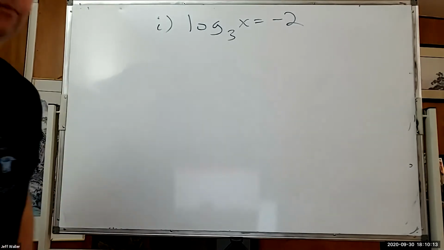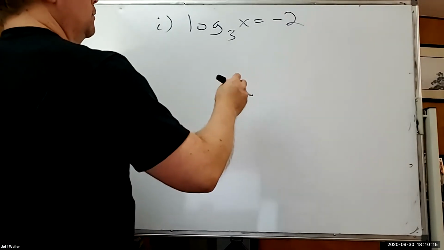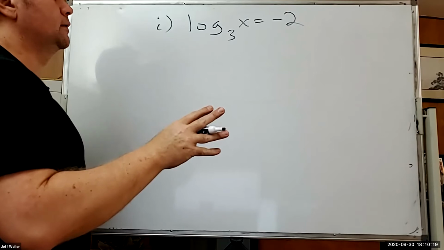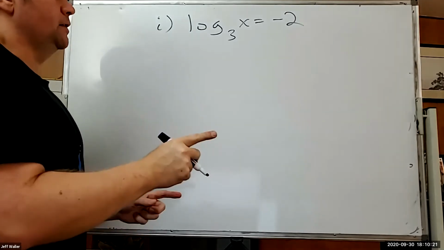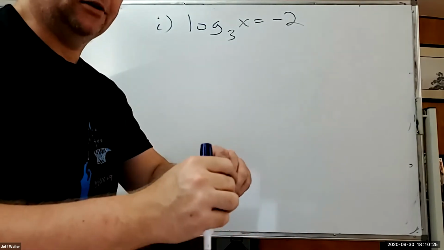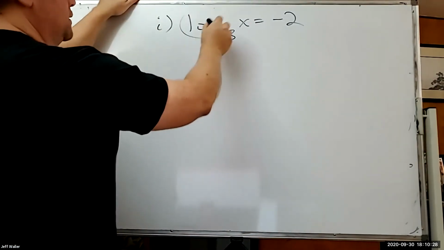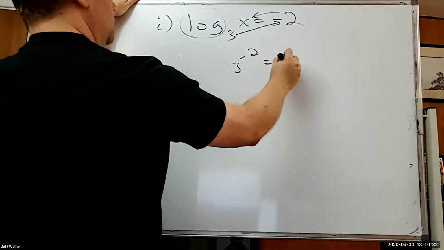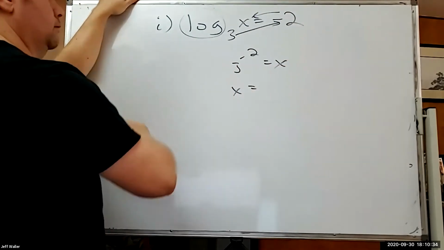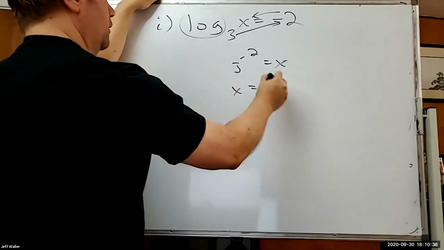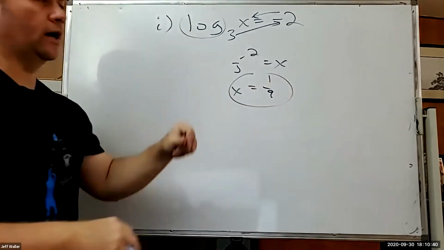Log base 3 of x equals negative 2. Not quite. I would just say 3 to the negative 2 equals x. So it's either in logarithmic form or it isn't. When I rewrite it, there should be no more log. 3 to the negative 2 equals x, so x equals 1/9. Okay, all right, so that's nice.